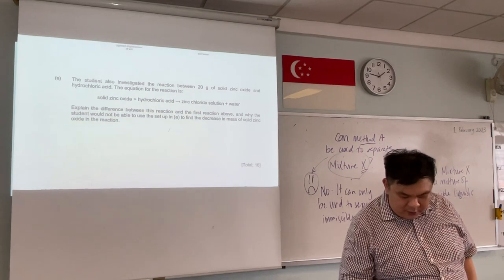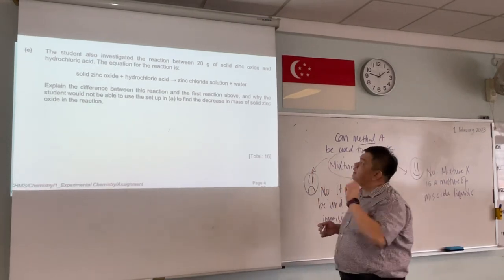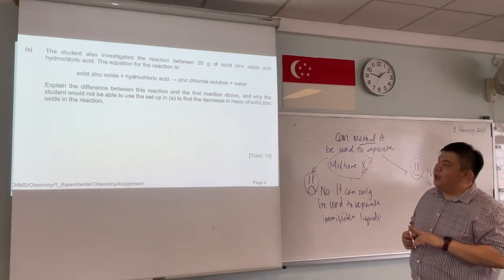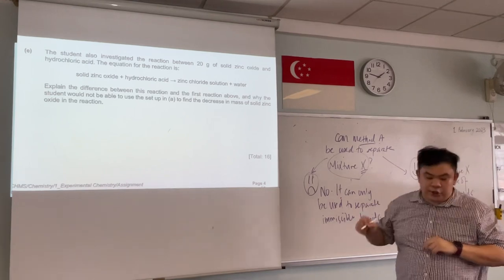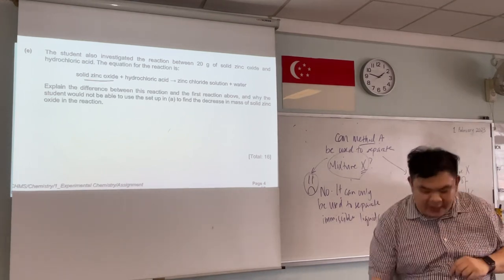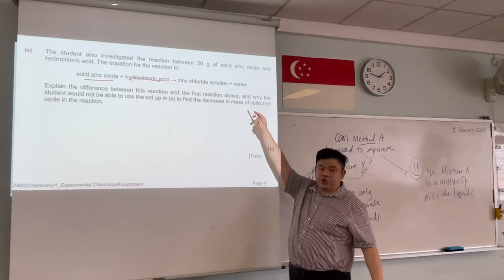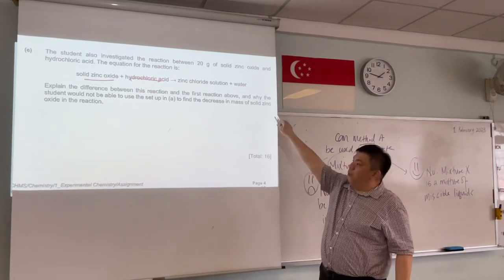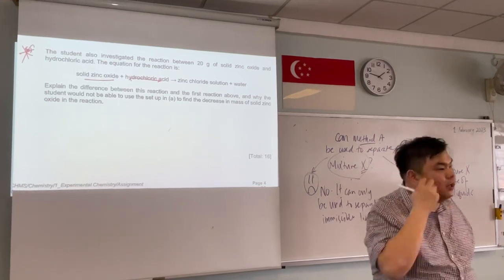Let's move on to part E. Now, the student also investigated the reaction between 20 grams of solid zinc oxide and hydrochloric acid. The equation is shown below. Zinc oxide is a type of base, and it reacts with acid in a neutralization reaction. You form salt and water. Difficult question.